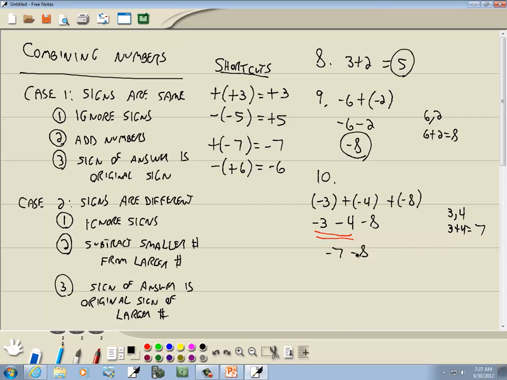Well, now we're going to combine these numbers together. We got negative 7, negative 8. It's case 1. Signs are the same. You ignore the signs. So we got 7 and 8. Add the numbers. 7 plus 8 is 15. And the sign of the answer is the original sign. They originally were negative. So negative 15 is our answer.